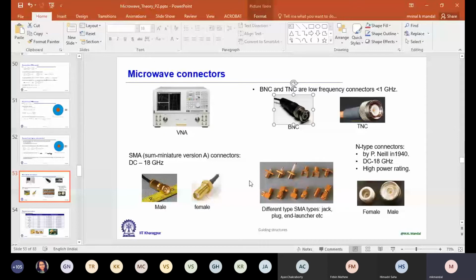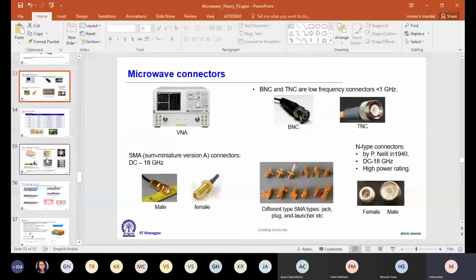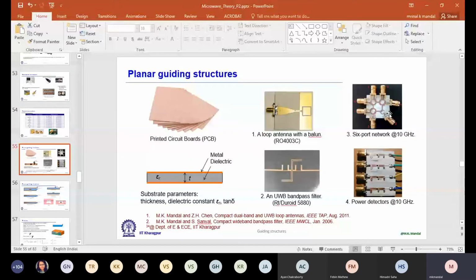Now, there are different types of connectors. I'm showing one picture here that I will discuss later. You see, we have microstrip lines. So here are different forms of components, and for measurement purposes, we need to connect them to the VNA, vector network analyzer. So then we need a coaxial port here. We call these end launchers, since they are connected at one end.